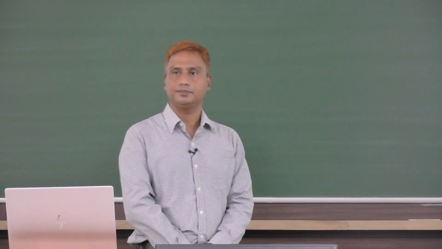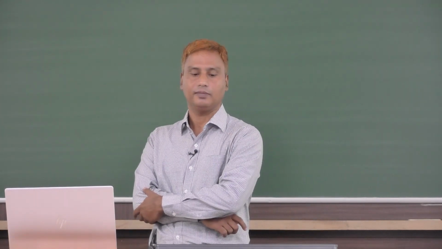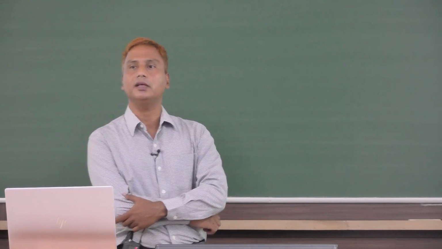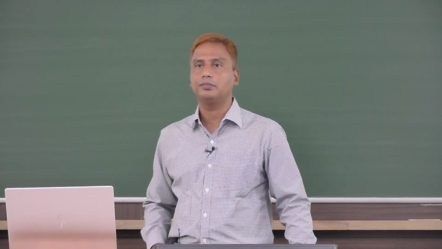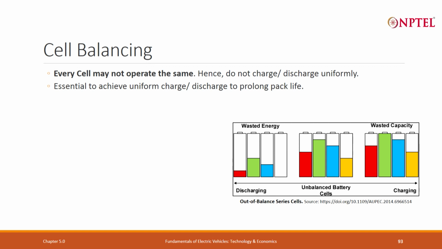Now, another important aspect of a BMS is cell balancing. What happens if cell balancing is not done? The most important thing is that it will degrade fast or you will not be able to use the proper energy it has. Every cell may not operate the same, hence does not charge or discharge uniformly. However, it is essential to achieve uniform charge or discharge to prolong the life of a battery pack.